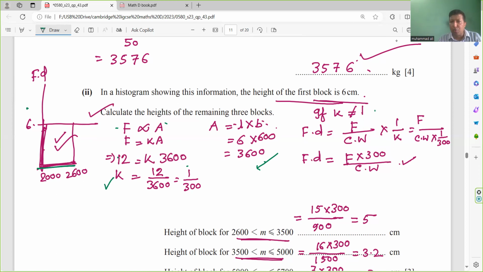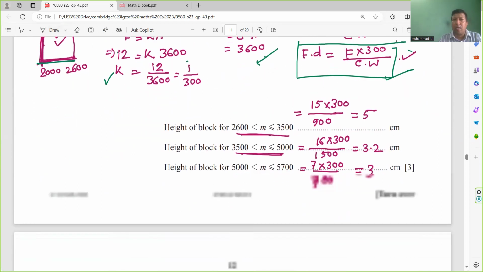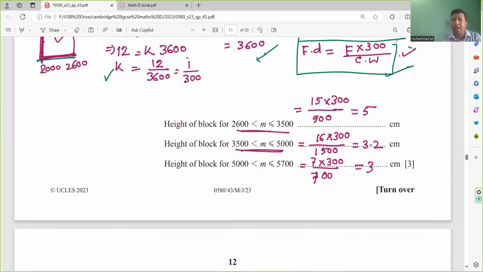If k is not equal to 1, here k equals 1 by 300, we have to use this formula. This is the general formula for the rest of the blocks: frequency density equals frequency multiplied by 300 divided by class width. By using this formula, we find the last three block heights. I think everybody understands this maths.